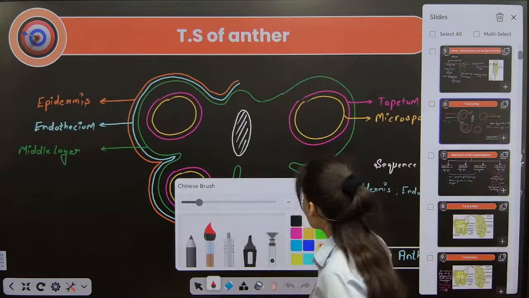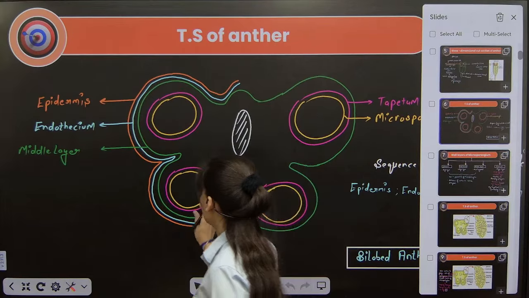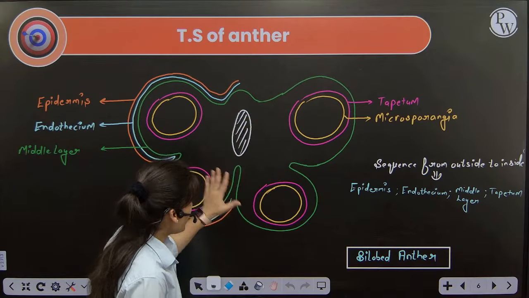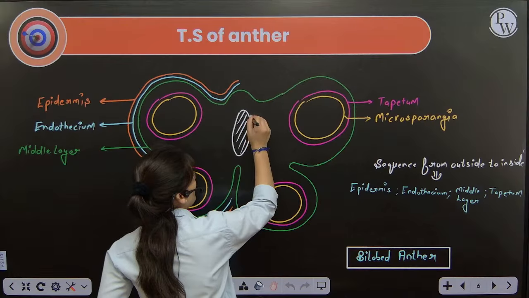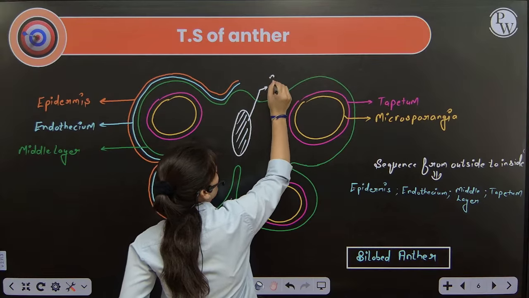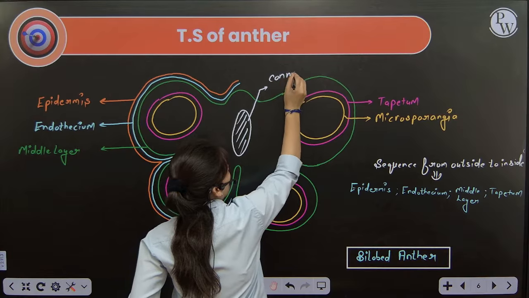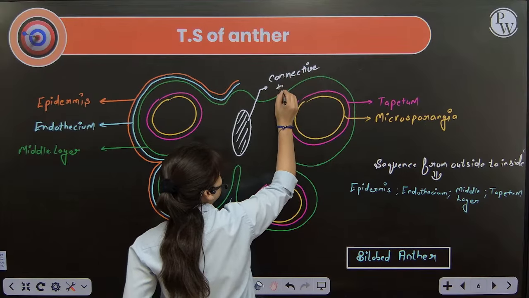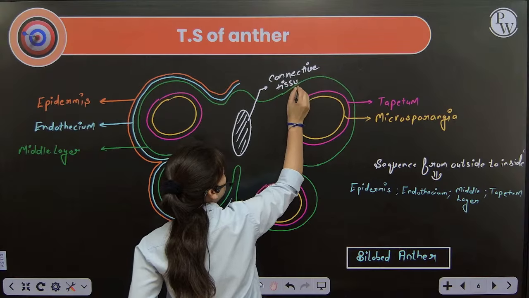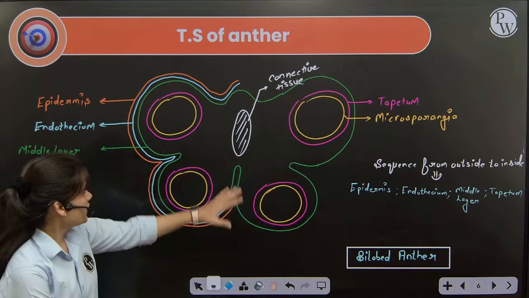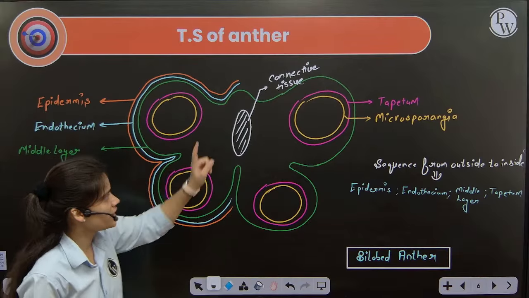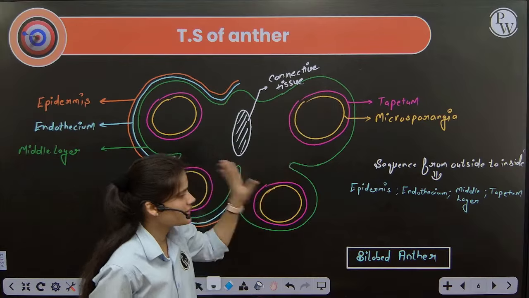Now transverse section of anther. Anther is having two lobes. These two lobes are connected together with the help of a tissue that is known as connective tissue. Each lobe has two theca, one theca, second theca.